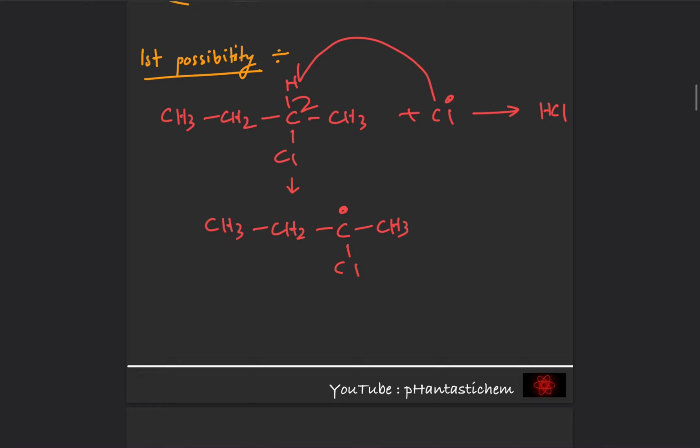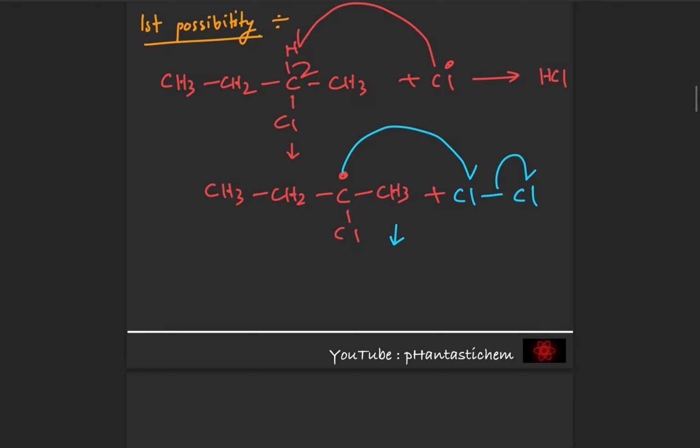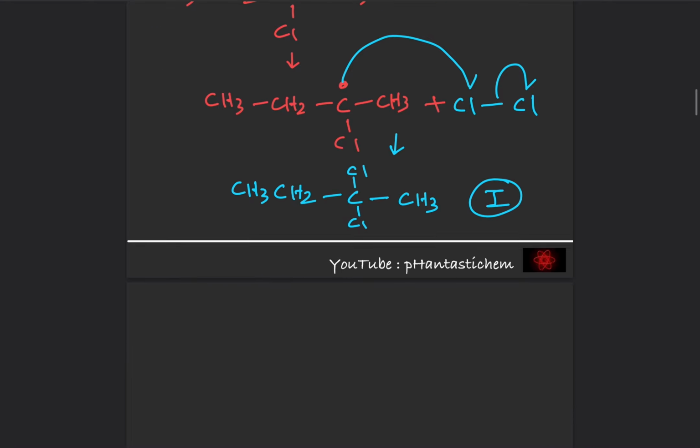That is, we get this as our free radical, and then it combines with another Cl2 molecule to give us the dichloro product. So this will again combine with one more Cl2 to give us the final dichloro product. So this Cl will take away this to form a Cl radical, and this radical will combine with this Cl to ultimately give us the product CH3, CH2, CCl2, CH3. So this is product 1. Okay, remember we have four possibilities.